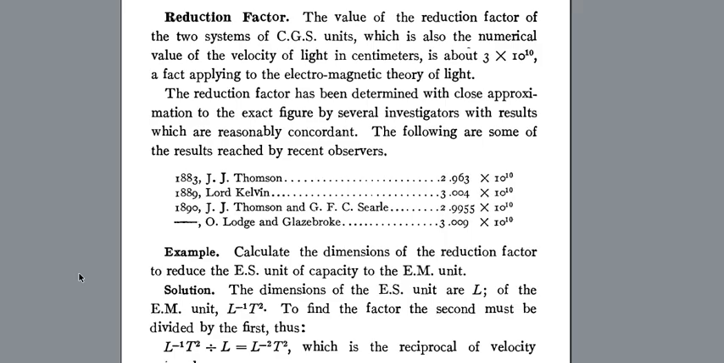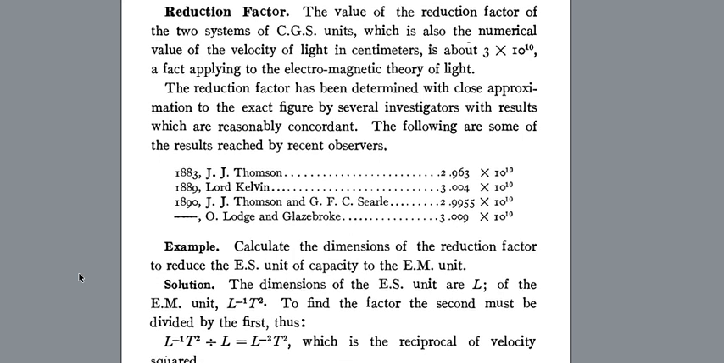The reduction factor has been determined with close approximation to the exact figure by several investigators with results that are reasonably concordant. The following are some of the results reached by recent observers. In 1883, J.J. Thomson found 2.963 multiplied by 10 raised to the power of 10. In 1889, Lord Kelvin 3.004 multiplied by 10 raised to the power of 10. In 1890, J.J. Thomson and G.F.C. Searle calculated 2.9955 multiplied by 10 raised to the power of 10. Later, Lodge and Glazebrook found 3.009 multiplied by 10 raised to the power of 10.